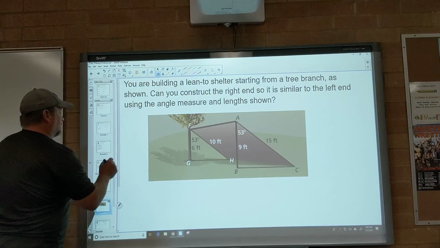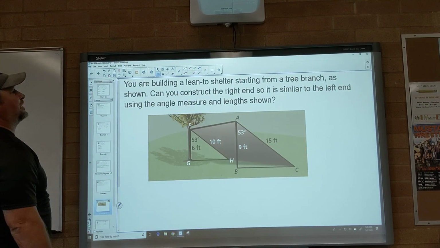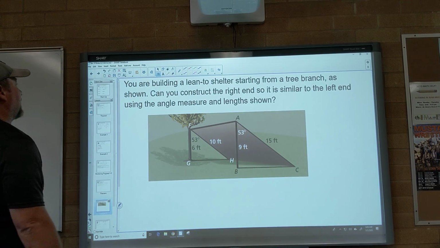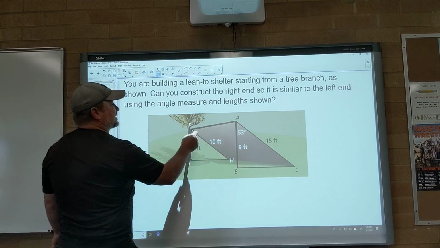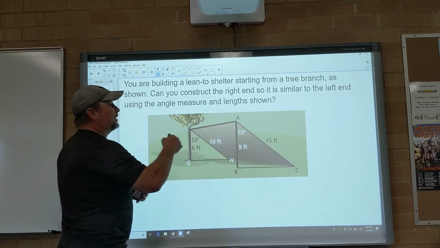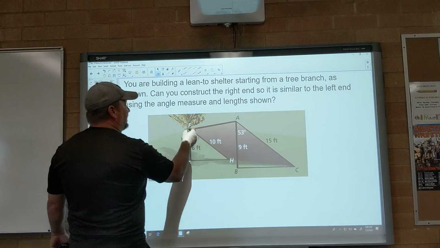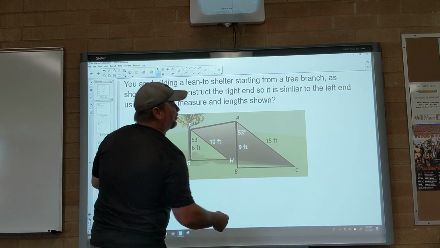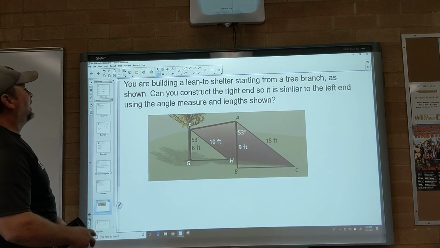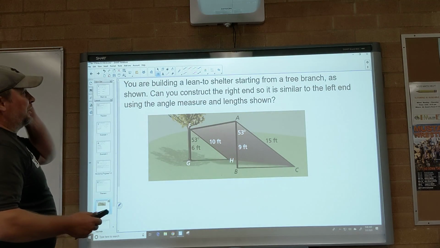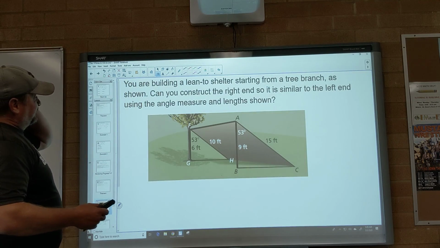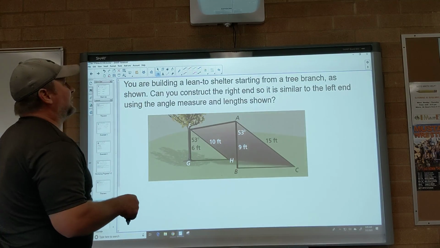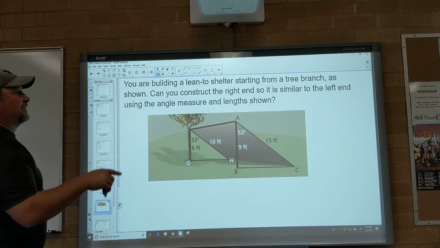Okay? All right, let's test this problem out. You're building a shelter. It's a lean-to, and you want to start it from a branch, as shown in the picture. So this darker part right here is your tarp, and then these other lines, the triangles, are your support for your lean-to. Can you construct this right end so that it is similar to the left using the angle measures and the lengths shown?